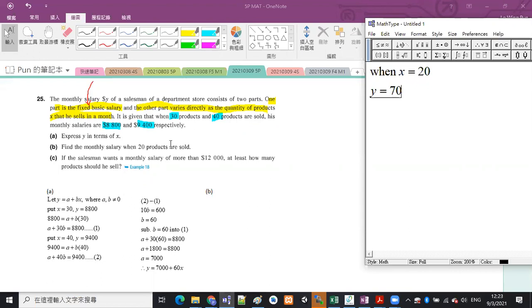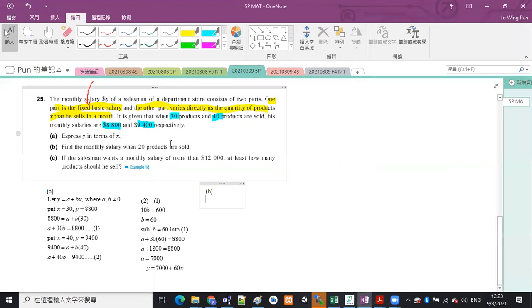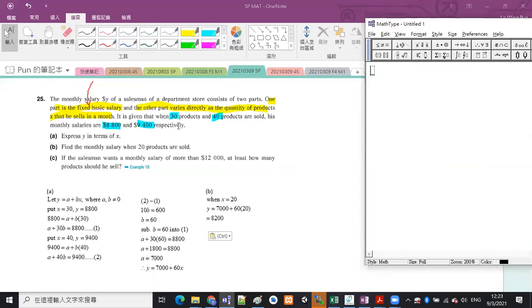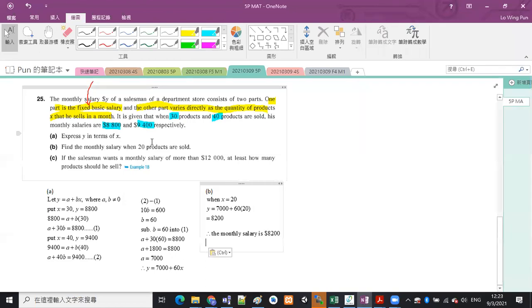It should be, y should be 7,000 plus 60 times 20. And then it should be equal to 8,200. Am I correct? Yes. Okay, but that is not the final answer because the question did not ask you to find the value of y. The question asked you to find the monthly salary. Just write down the conclusion. Therefore, the monthly salary is $8,200. So that is the answer of part B.